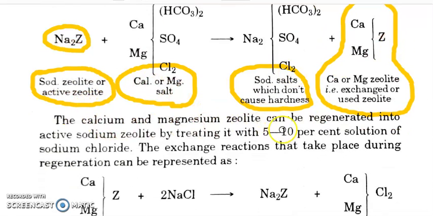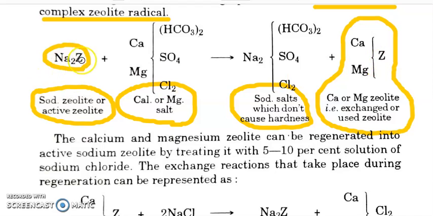Now the calcium and magnesium zeolite which is formed here, after some time, all the sodium zeolite completely gets converted into calcium and magnesium zeolite, and the exchange of these ions will stop once all the sodium zeolite gets converted into calcium and magnesium zeolite. Then you have to regenerate it, this calcium and magnesium zeolite should be regenerated back into sodium zeolite, right? Because it gets exhausted, all the ions get exchanged and there will not be any sodium zeolite left. So therefore you have to regenerate it.